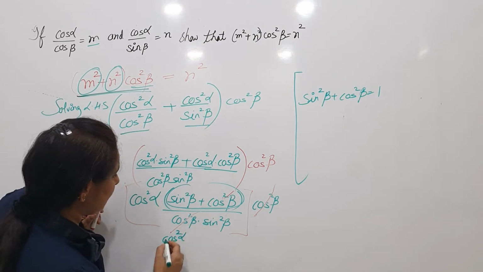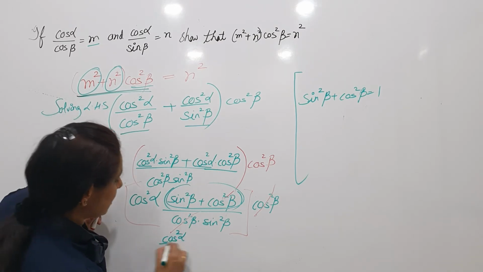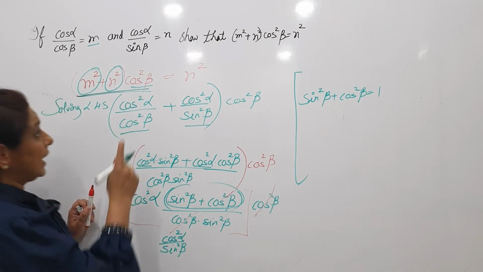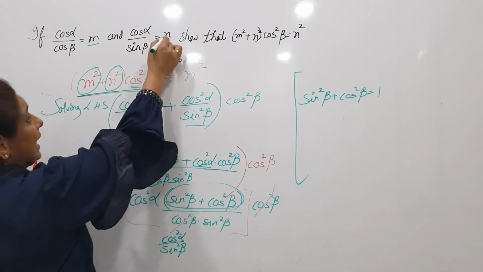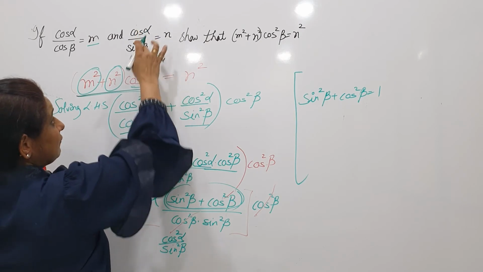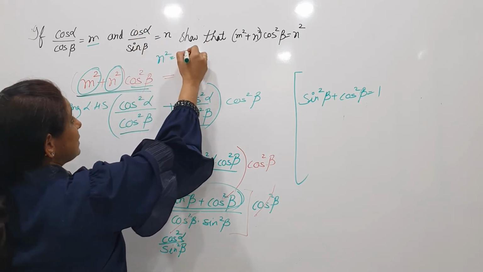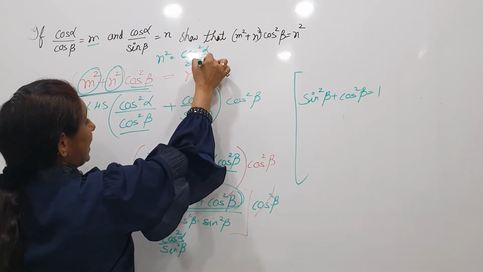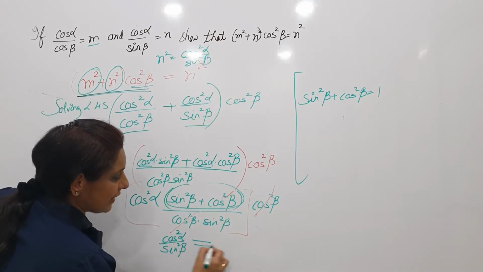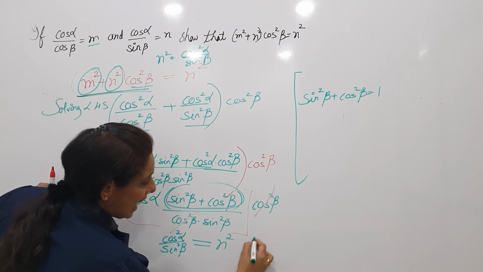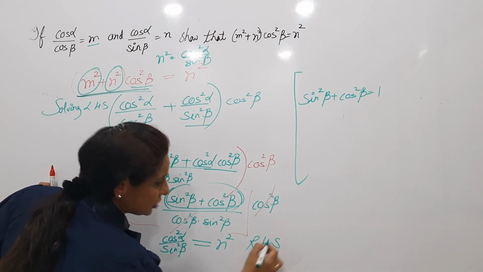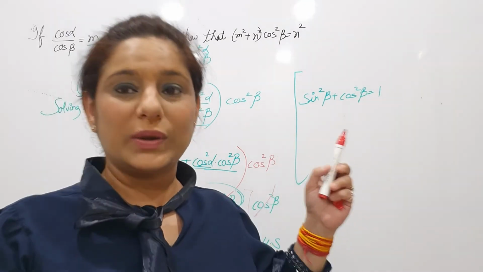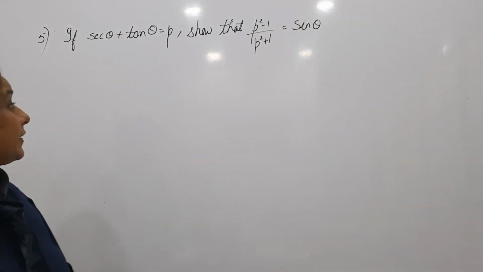And are we left with something else? Upon sin square beta. And ये value किसकी है? As n is equal to cos alpha upon sin beta, so n square is equal to cos square alpha upon sin square beta. So this is the value of n square and we have reached RHS and we have proved the question so easily. एक और question करते हैं.